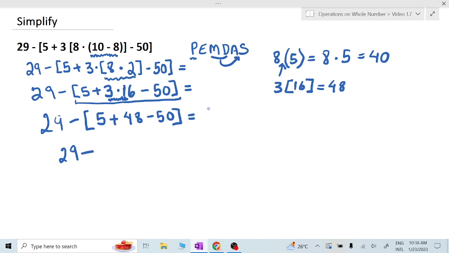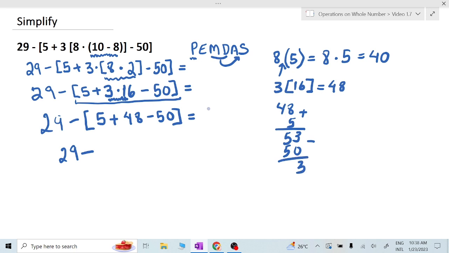In order to eliminate this, we only have addition and subtraction. So pay attention here. Addition and subtraction, you're going to solve from left to right, whichever comes first. Again, from left to right, what comes first? First, I have 5 plus 48. So I have 48 plus 5, which is going to be 53. And then I have minus 50. Minus 50 is going to be positive 3.